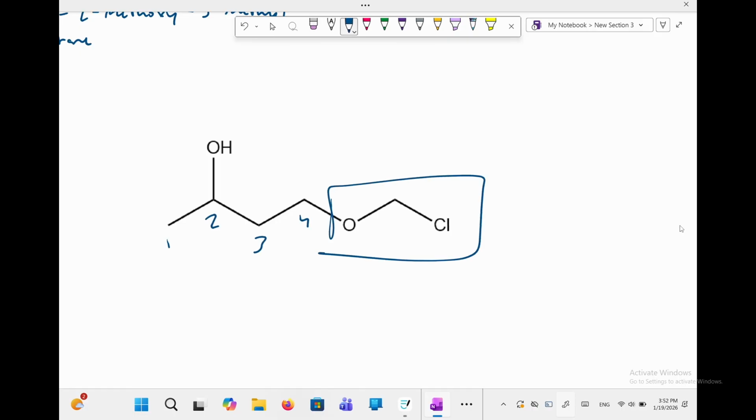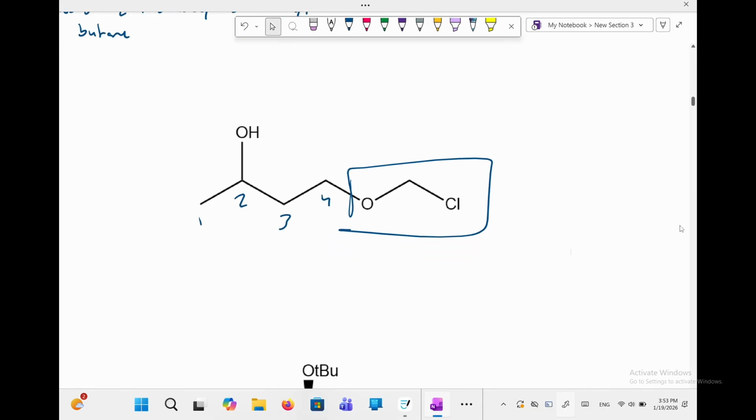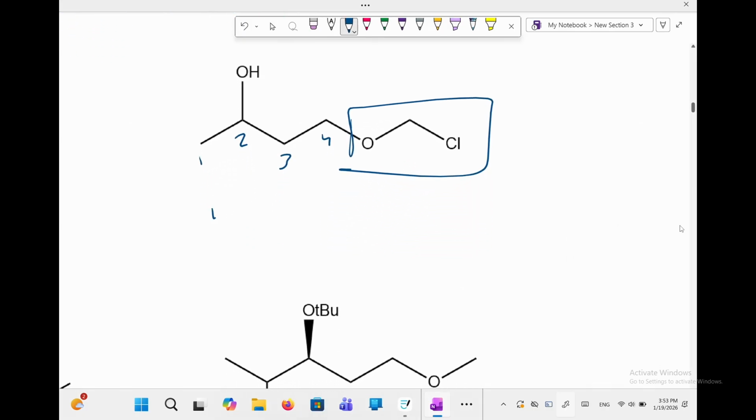Okay, we're gonna name this as a chloromethoxy. Chloromethoxy. Okay. So this is going to be 4-chloromethoxy butanol. You could also say like 4-chloromethoxy-2-butanol.